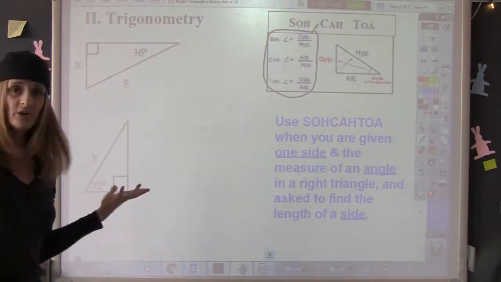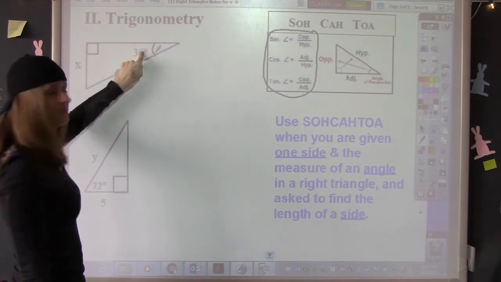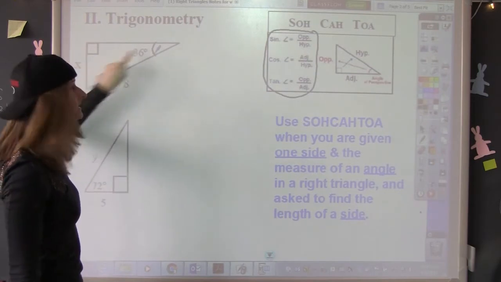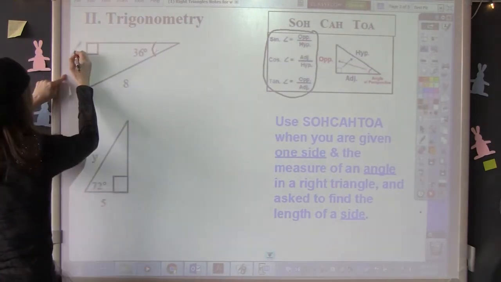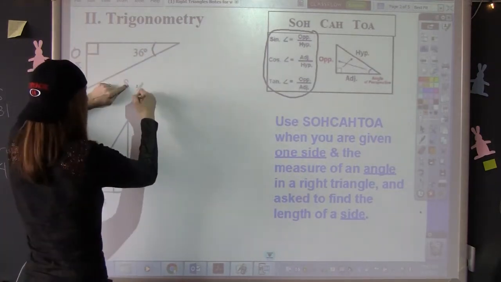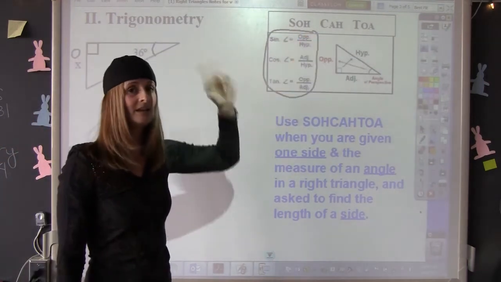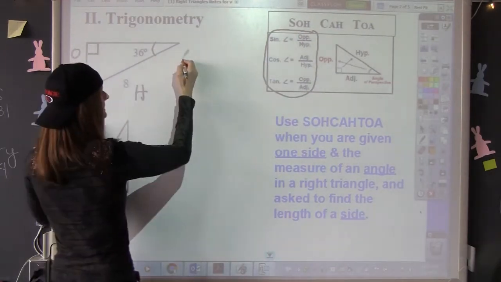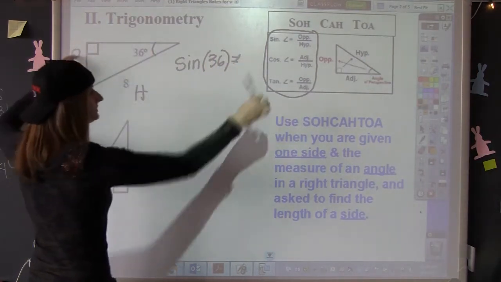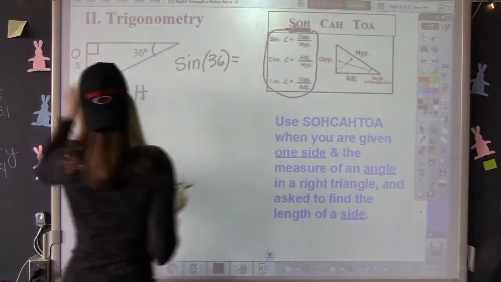Okay, so what do we do? Well, here's our angle that we're referencing. In relationship to this angle, the side that we're looking for, x, is opposite this angle. And this side is across from the right angle, so it's the hypotenuse. Which trig ratio uses opposite and hypotenuse? This is where the memorization comes into play. That's sine. So the sine of 36 degrees, and everyone's writing this down, equals this relationship, opposite over hypotenuse, or right here, opposite over hypotenuse, x over 8.